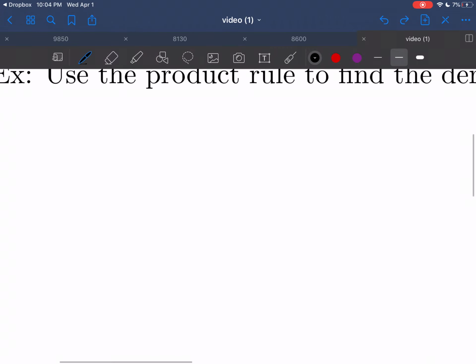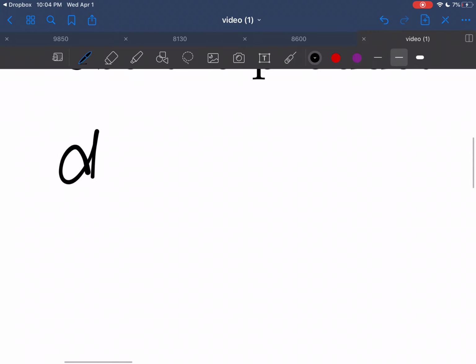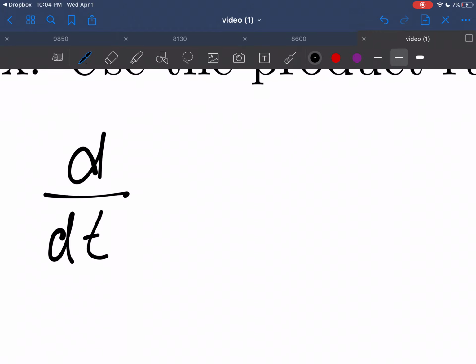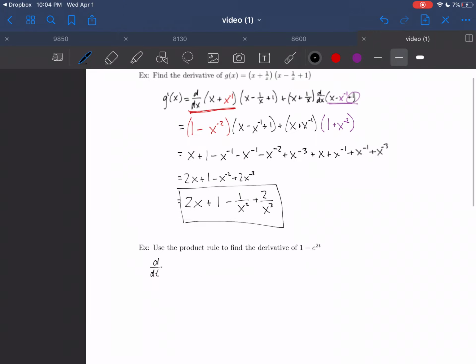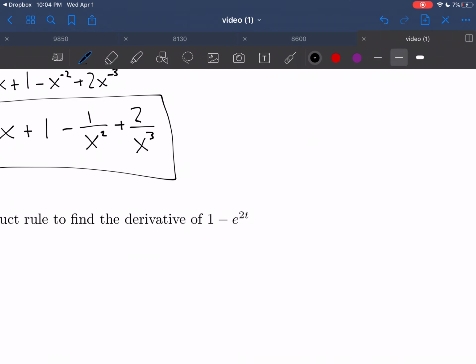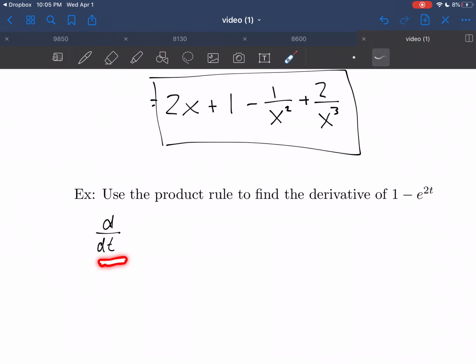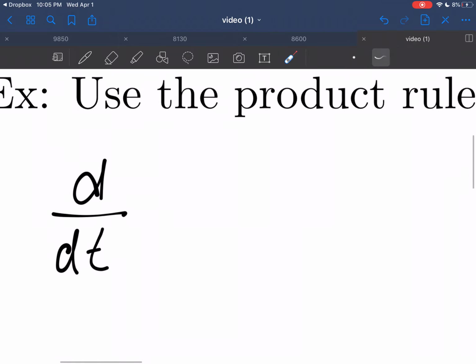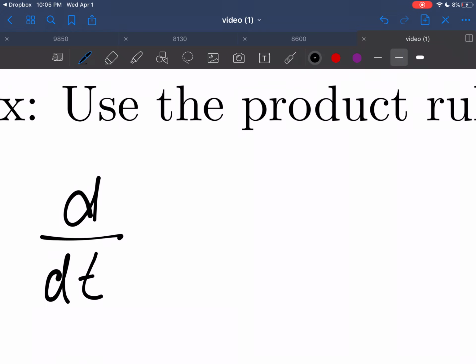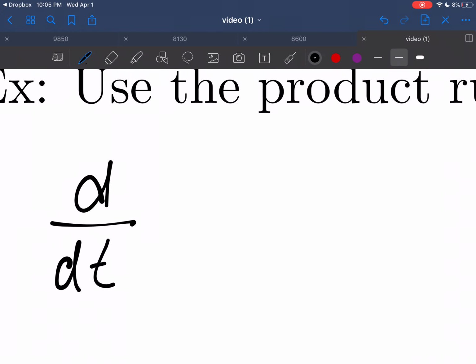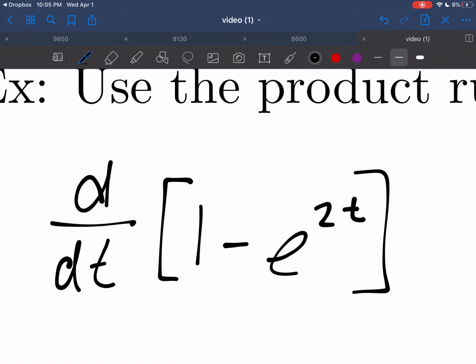So we're taking the derivative, and because this function has a variable that's t, when we write our derivative notation, it's d over dt. Remember, that's whatever variable the function is used in, the function that you're taking the derivative of. So we're taking the derivative of 1 minus e to the 2t.